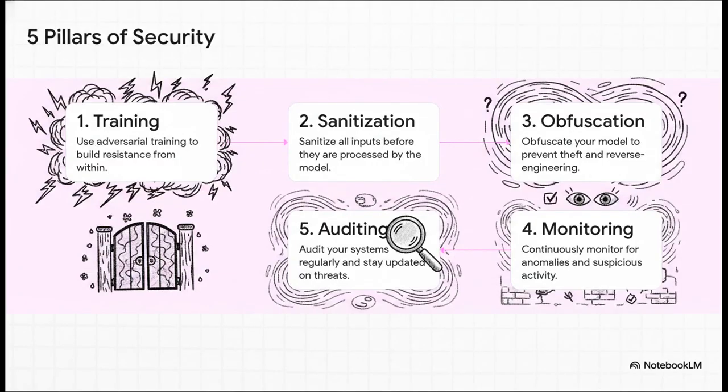So let's recap those 5 pillars one last time, nice and quick. Adversarial training builds internal resistance. Input sanitization guards the gates. Model obfuscation protects the crown jewels. Continuous monitoring watches the walls. And regular auditing proactively finds and fixes any cracks in those walls.